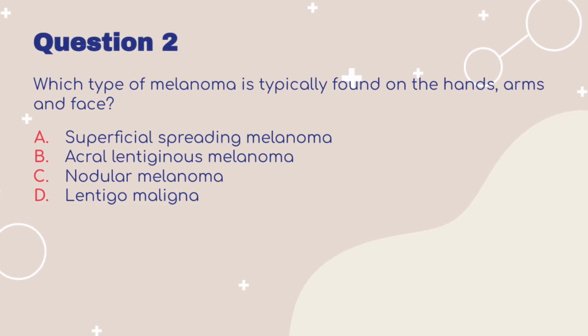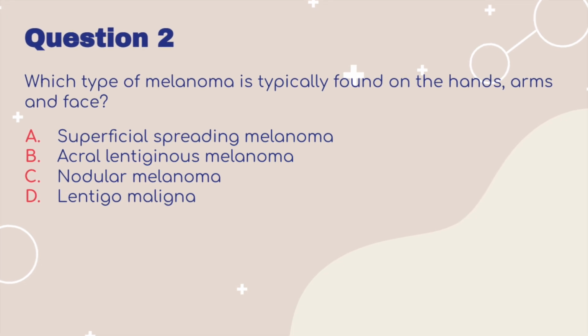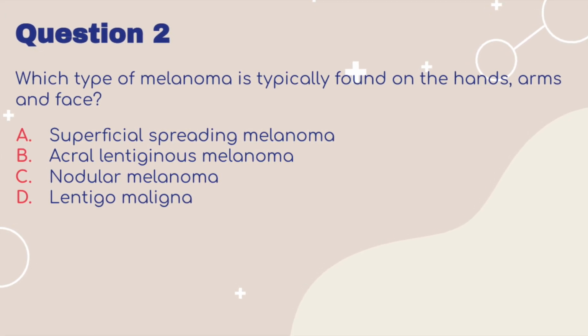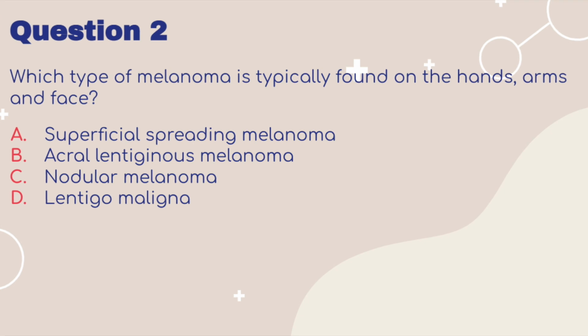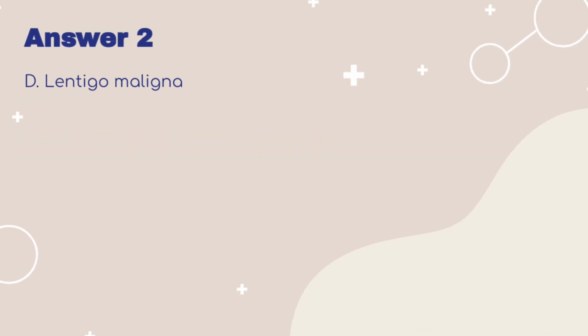Question 2. Which type of melanoma is typically found on the hands, arms, and face? A. Superficial spreading melanoma, B. Acral lentiginous melanoma, C. Nodular melanoma, or D. Lentigo maligna. The answer is D.